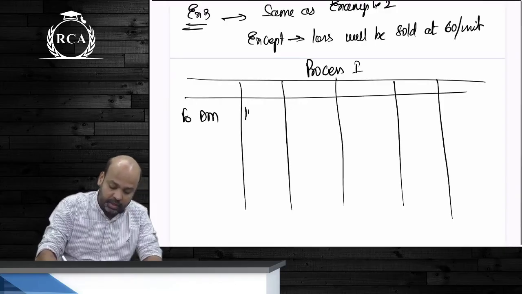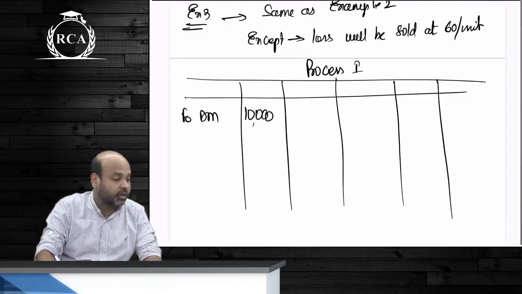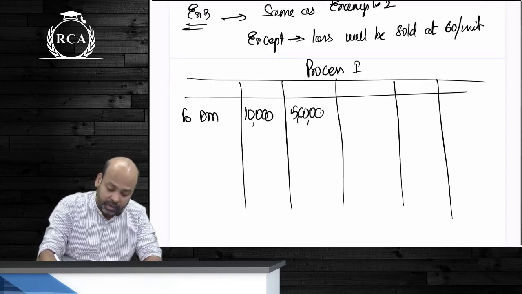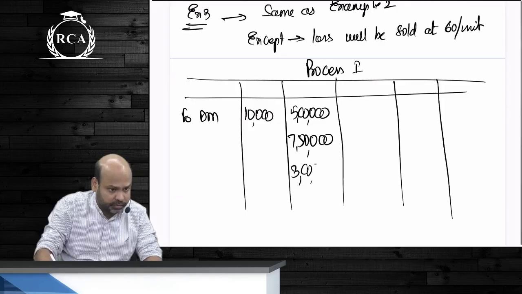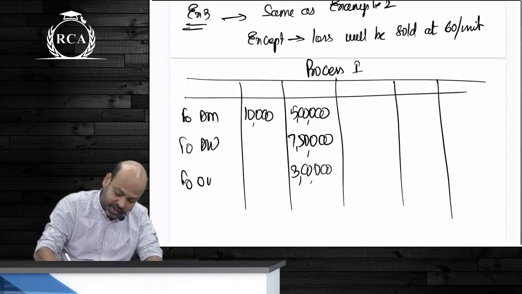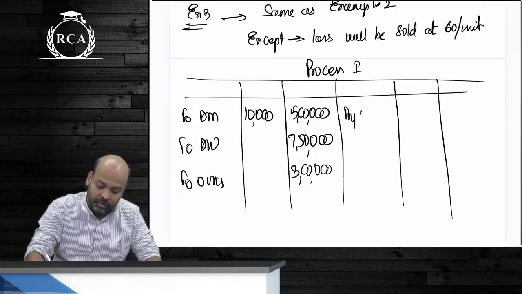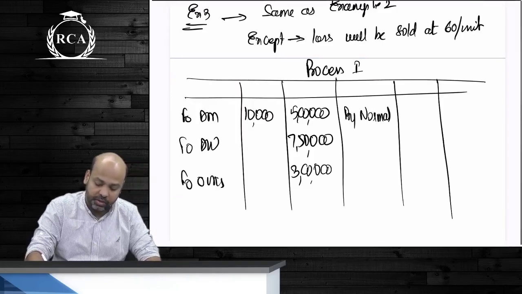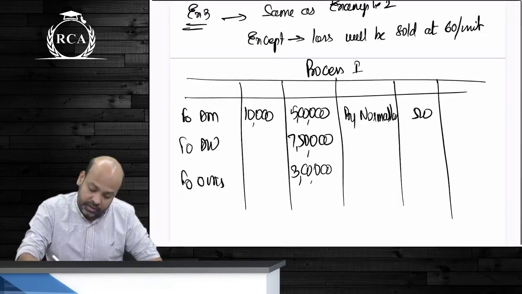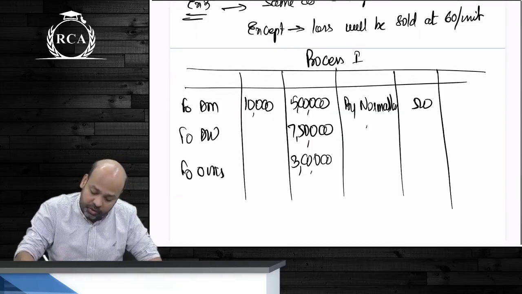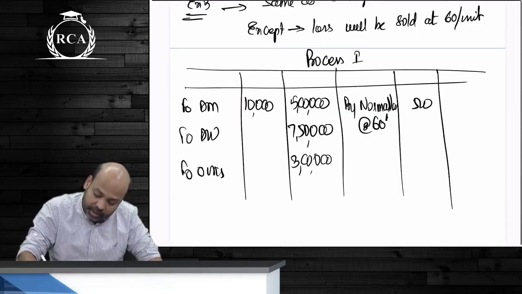सबको समझ में आ रहा है ना क्या कर रहे हैं? To direct material 10,000 units, guys, you've incurred a cost of 5 lakhs, 7 lakh 50,000 or 3 lakhs. Two overheads, beta, 3 lakhs. Then there was normal loss, beta, of 500 units. And against this normal loss, guys, I will now write at 60 per unit 30,000.